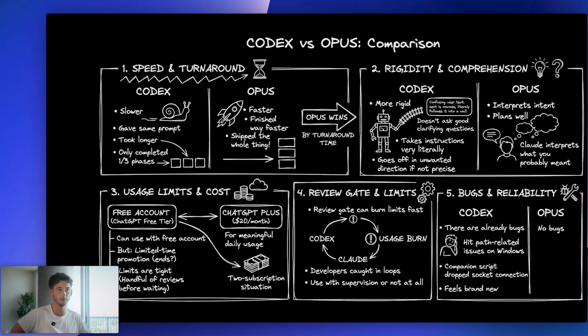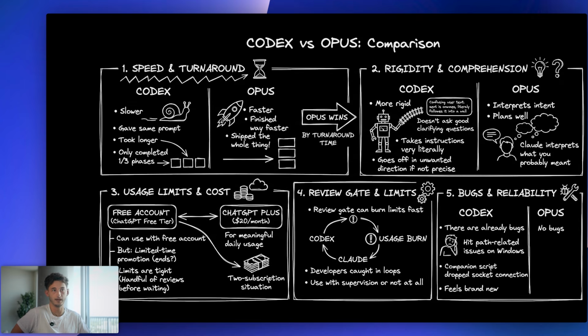Third, that is usage limits. The good news is you can use this with a free ChatGPT account. You don't need to pay OpenAI anything to get this working, but I should mention that the free tier Codex access is currently a limited time promotion. OpenAI hasn't said when it actually ends.